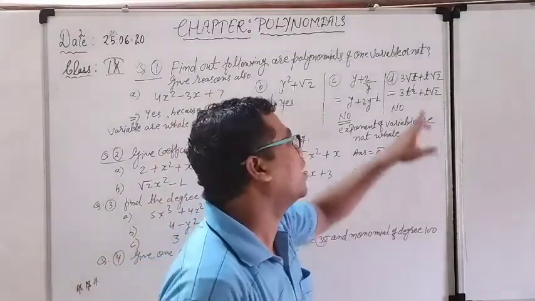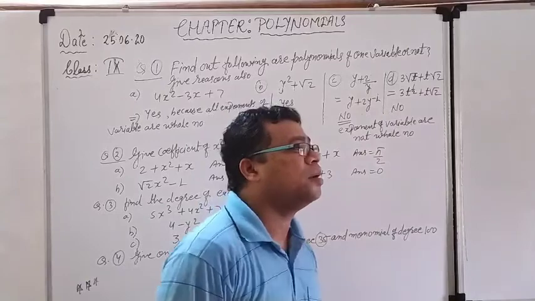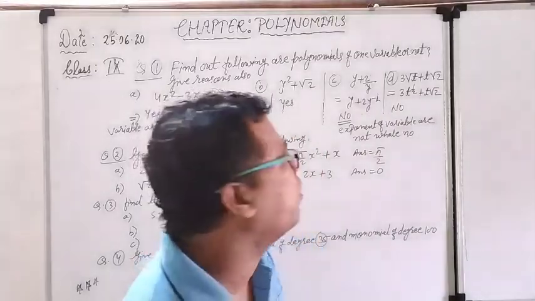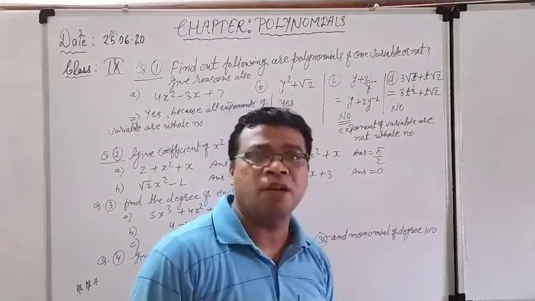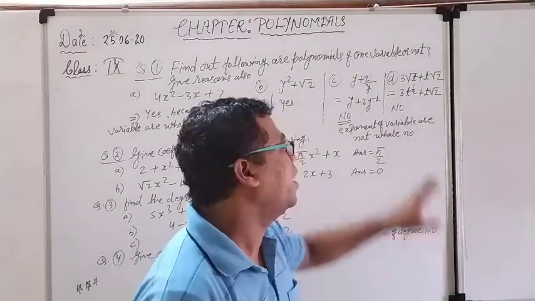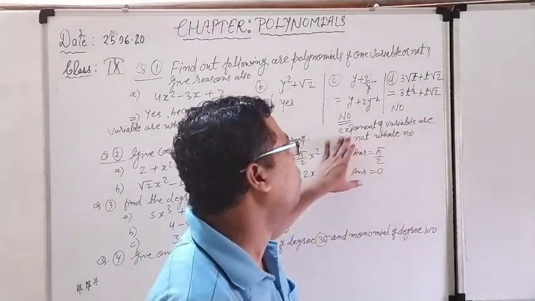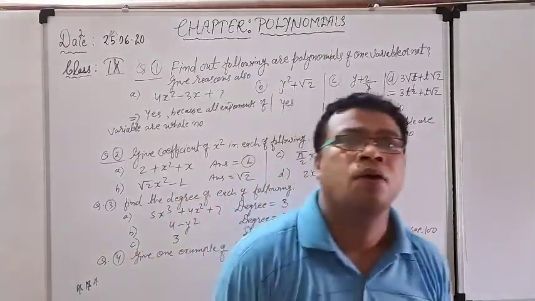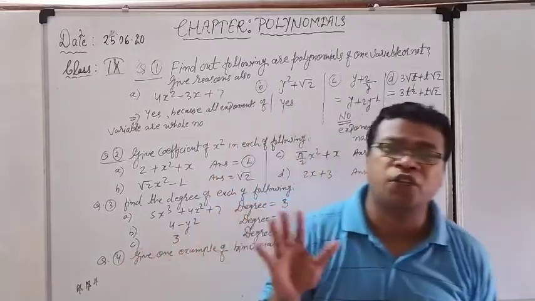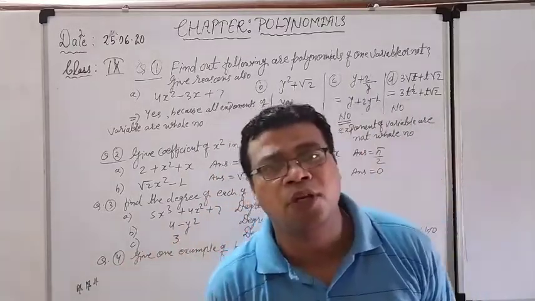Okay, and again you can see this power is a fractional value, 1 upon 2. Because this 1 upon 2 is a rational number, not a whole number, our answer will be no, because the exponents of the variable are not whole numbers. Only expressions whose variables have whole number exponents are considered polynomials.